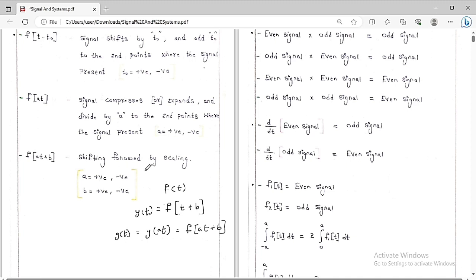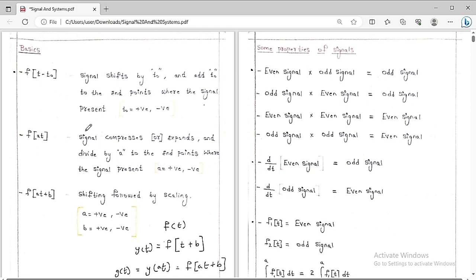So this is the thing you always have to keep in your mind. If you know these two things, then you always get the other thing. So this third one is the combination of these first two things. Always shifting first, then comes the scaling. So shifting followed by scaling is the correct way to get f of at plus b. This is what you always have to keep in your mind.